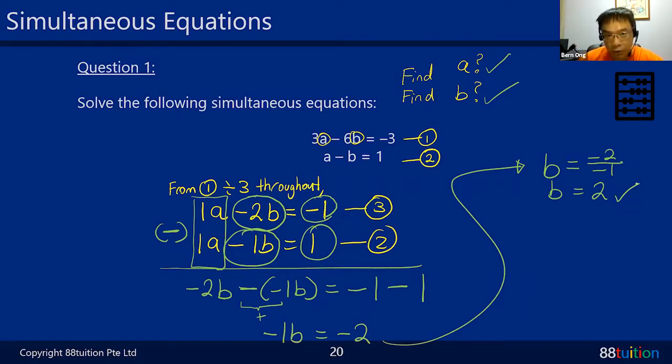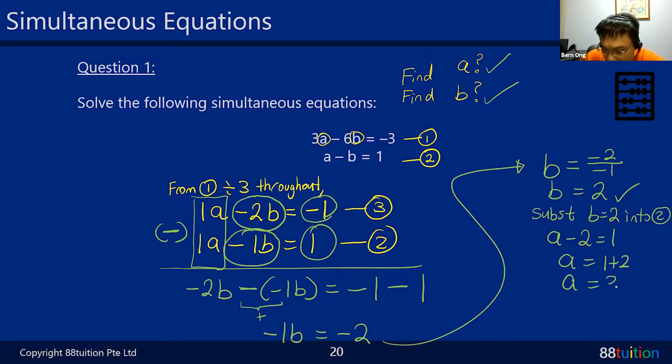Once you got b as 2, yes, you got correct. Substitute b equal to 2 into equation what? You can substitute into equation 1, 2, or 3. It all gives you the same answer. If you put it into equation 2, A minus B, B is a 2, is equal to 1. What is A? Minus 2 you bring across is a plus 2. 1 plus 2 will give you a 3. And therefore, you write to your teacher, A is equal to 3 and B is equal to 2. This is your final answer.